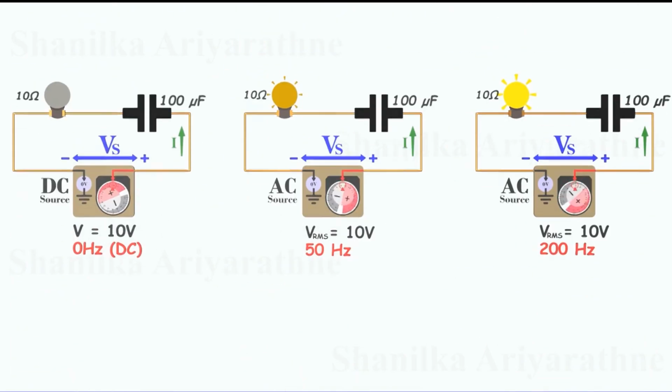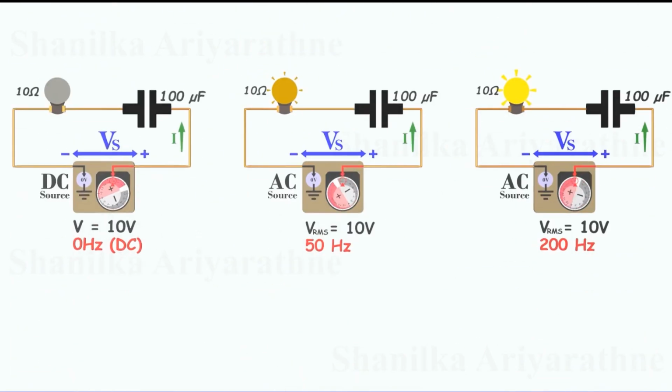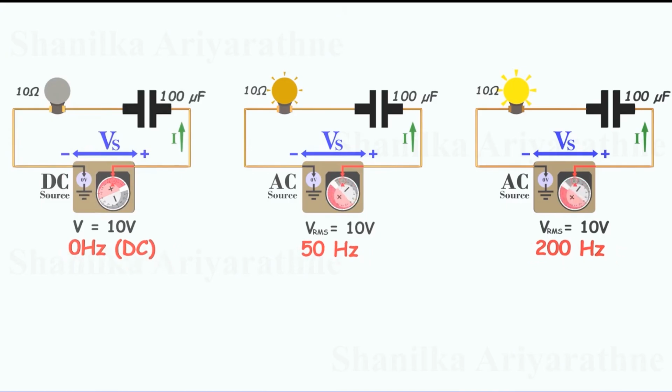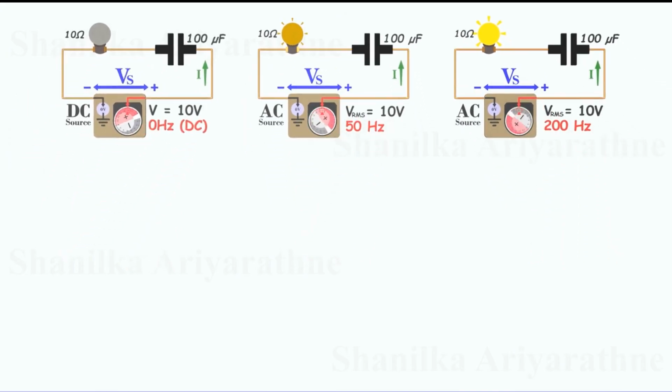Now let's move on to the capacitor circuit. In all three cases, the circuit components stay exactly the same. The only thing we change is the frequency of the source, and notice how it changes the brightness of the light bulb. Now let's plot the voltage and current waveforms.